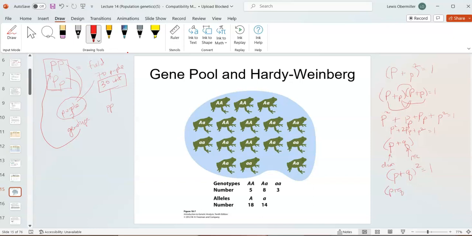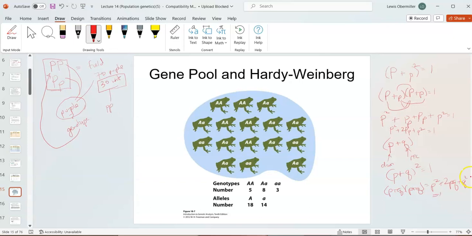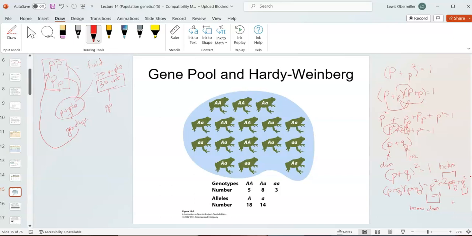We did it out. P plus Q times P plus Q equals P squared plus 2PQ plus Q squared. Those all equal 1. Now, in this case, P squared represents big P, big P, which is homozygous dominant. This represents the heterozygotes, and there's two of them, so that's why we have 2PQ. And then this last one is homozygous recessive, because that represents little p squared.